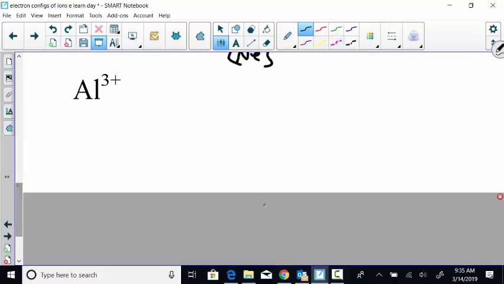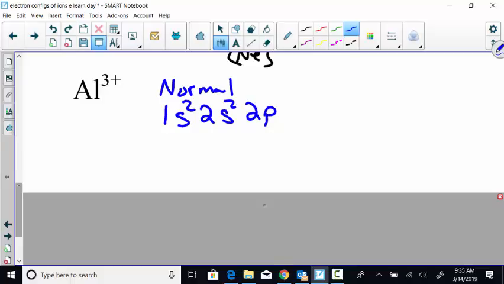Okay, so we can go to aluminum. We're going to do just a few more. Normal aluminum is 1s2, 2s2, 2p6, 3s2, 3p1.